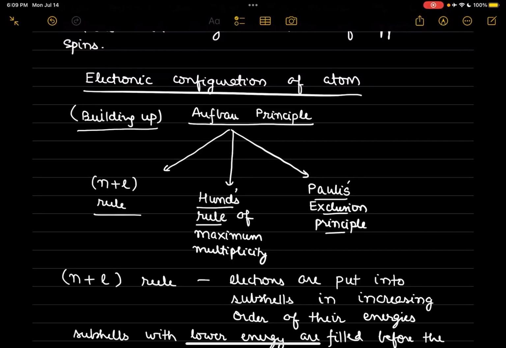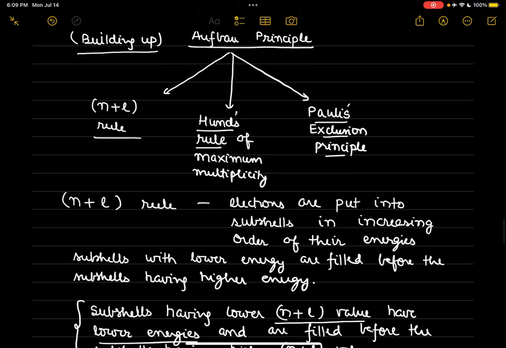How many electrons do we need to put? We need to put that many electrons which are there in the atom as per the atomic number. It depends upon the element. Yes, it can be any number. Exactly. And we discussed in the last class that there are three rules.